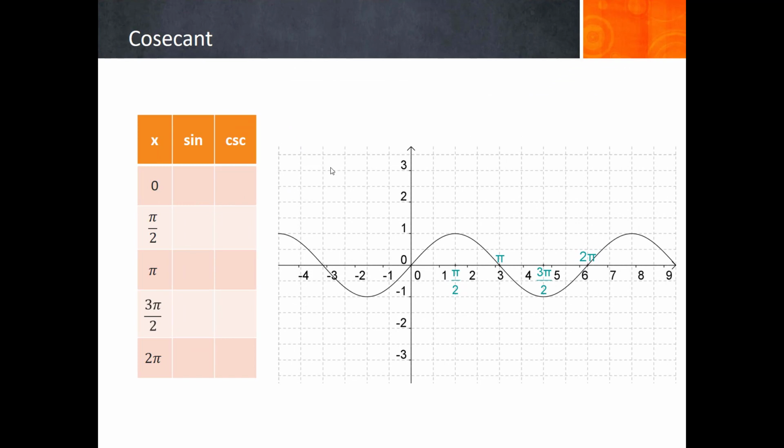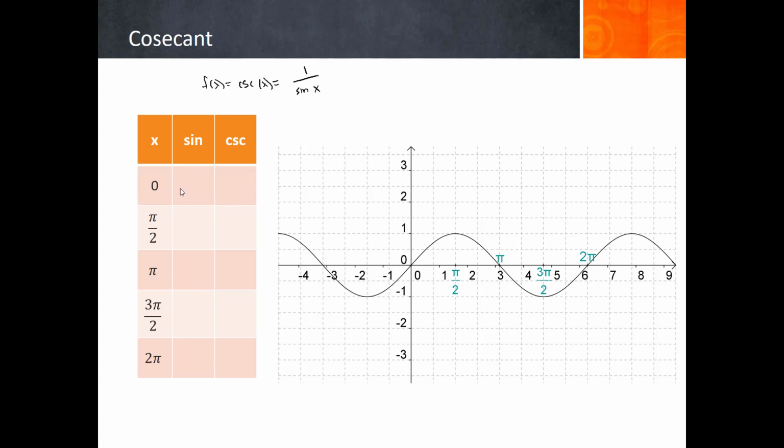All right, let's do the same thing with cosecant. So remember, cosecant is just 1 over sine. So if we can find values for sine, we can find what cosecant is going to look like. And again, I'm just going to run through here real quick.